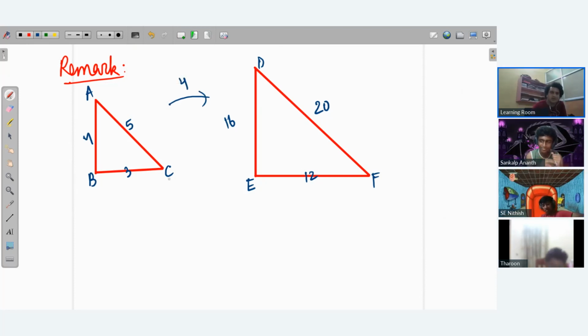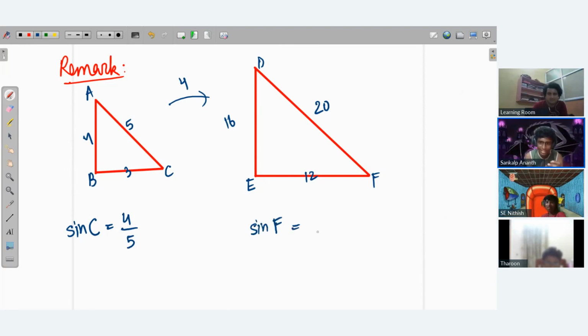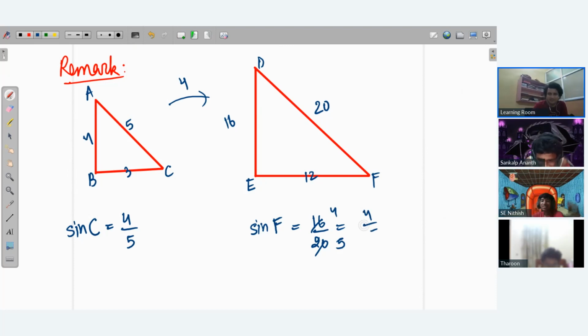Four times, right? Now, in the first triangle, can you tell me what is sine C? Yes, sir, it's easy, sir. It's 4 by 5. Easy, right? What about sine F? 4 by 5. 16 by 20. It should be in the simplest form. Sorry, it's again 4 by 5, right?